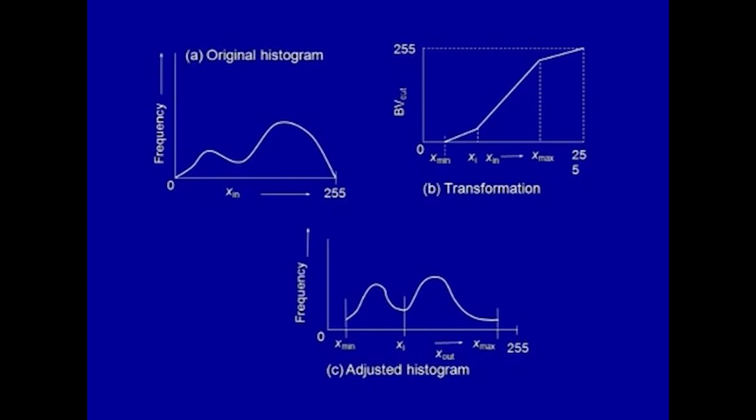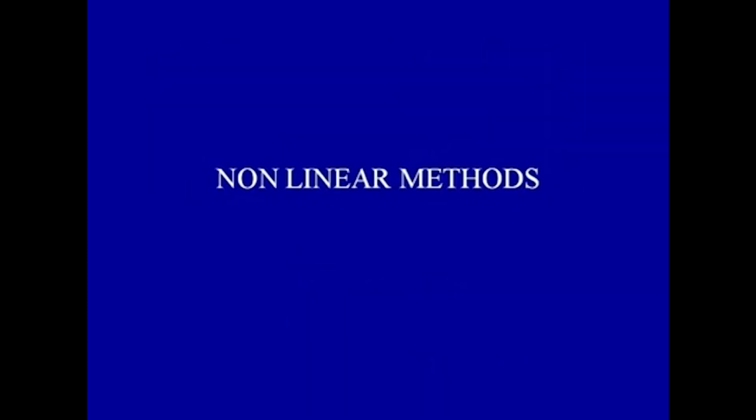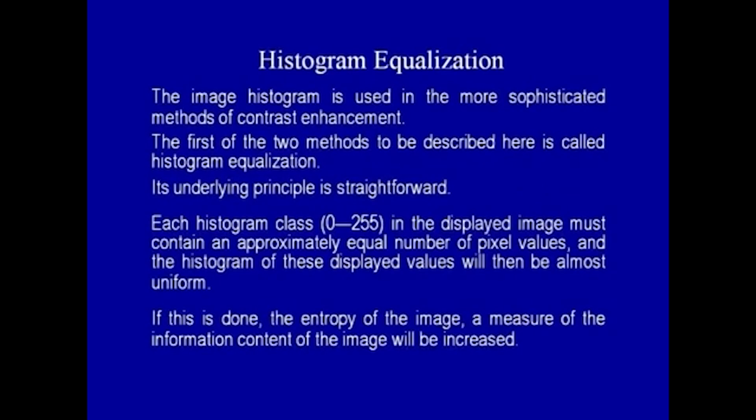Having had a look at the linear methods, now let us look at the non-linear methods. First one is histogram equalization. The image histogram is used for the more sophisticated methods of contrast enhancement. The first of the two methods to be described here is called histogram equalization. Its underlying principle is straightforward.